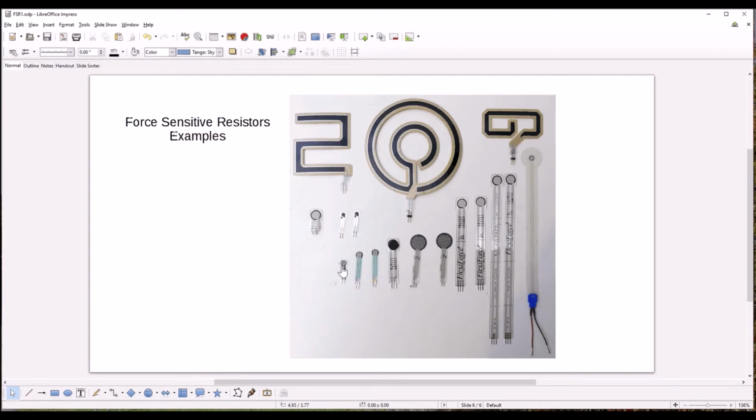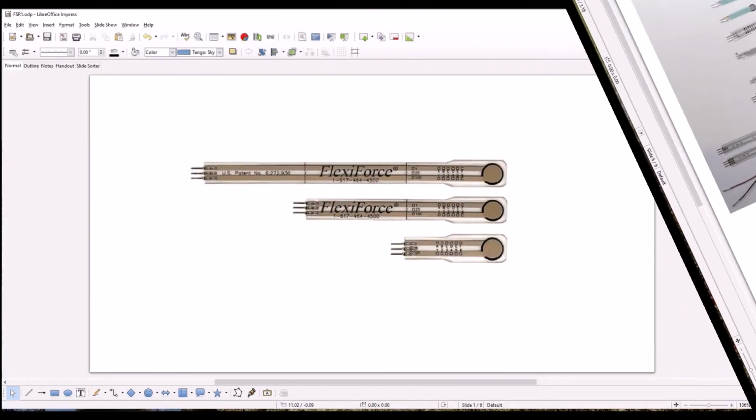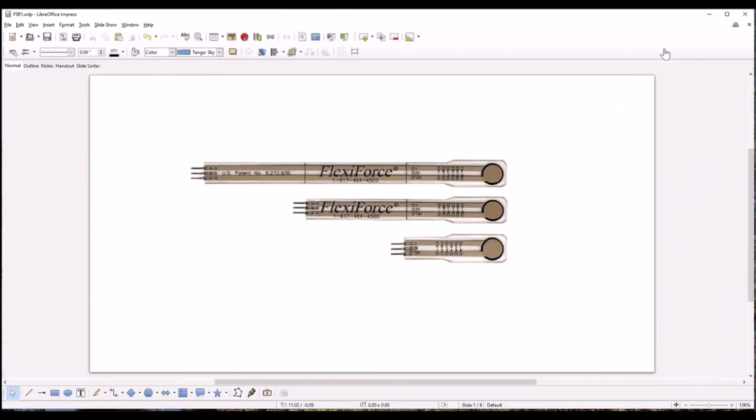I've tried them all and made circuits for all of them, but for this project I'm going to stick with just one type. These are FlexiForce sensors from TechScan. They come in various lengths and maximum force capabilities. They also make some oddball and custom shapes.